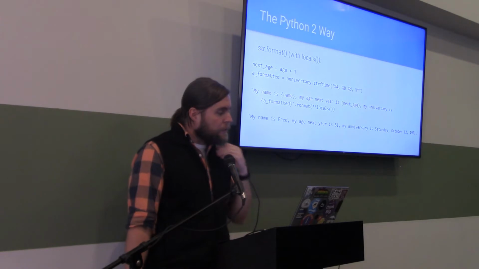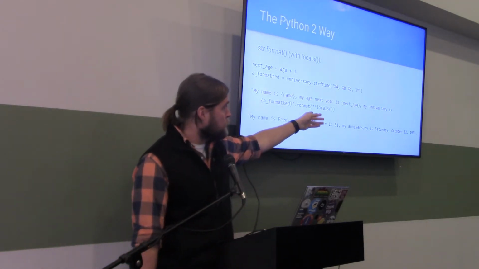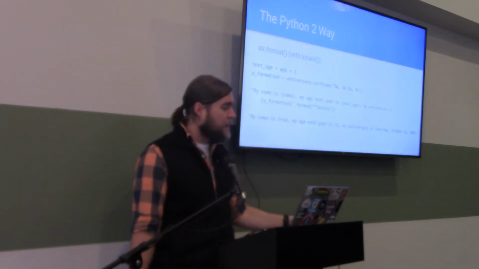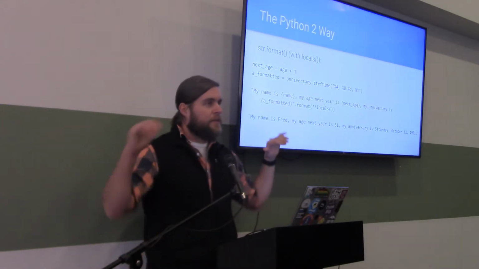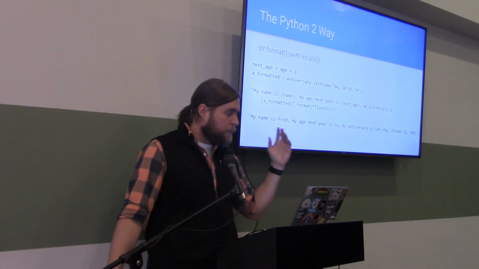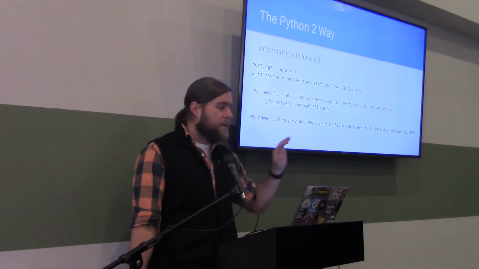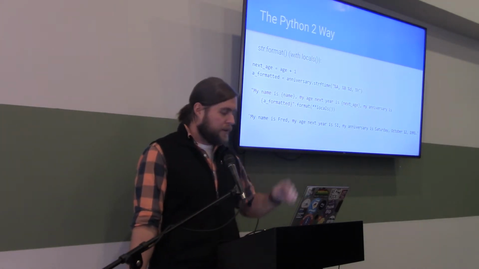If you want to get really clever with it, you can use it with locals. You can do the splat locals syntax, and that'll automatically substitute everything from your local scope and expand it into the string. So that's how we do it in Python 2 and Python 3 up to 3.5. That way is kind of old and busted, and now we're going to talk about the new hotness.